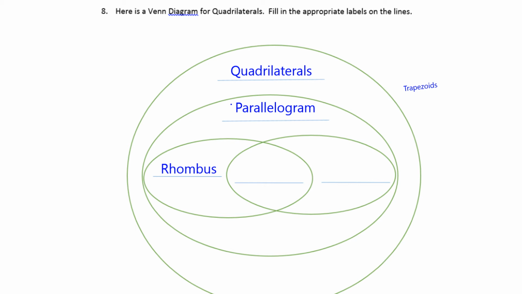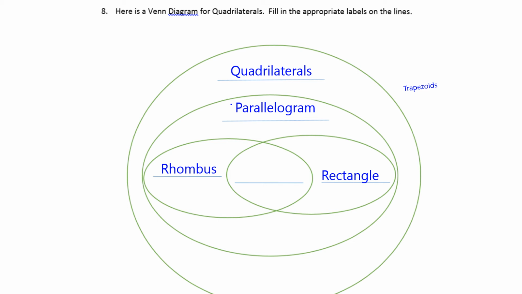Then we're going to do another one over here. This is going to be the rectangle, okay? And what makes a rectangle is a parallelogram where it has four right angles. A rhombus doesn't have to have right angles, okay?